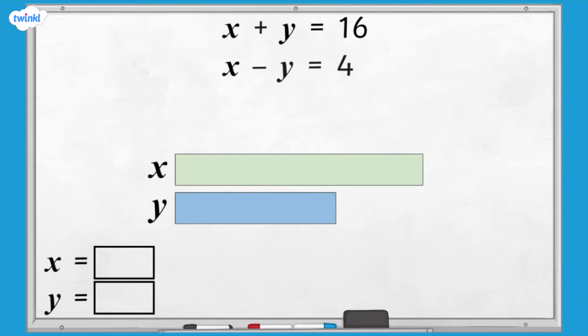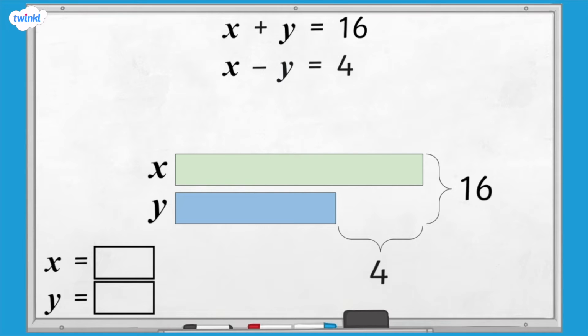The first equation tells us that x add y equals 16, so we can label our bar model accordingly, like this. We also know that the difference between x and y is 4, because x minus y equals 4, so we can label this too. Now we have a visual representation of the problem.